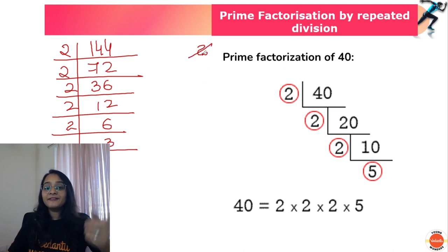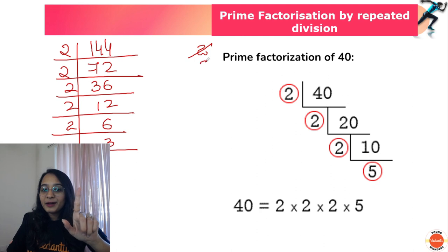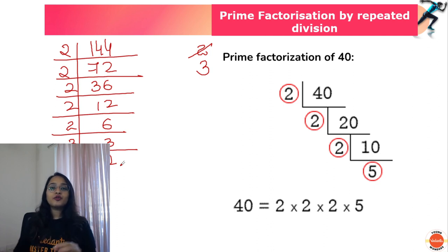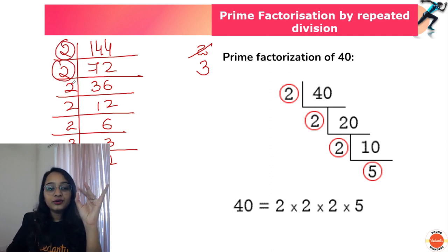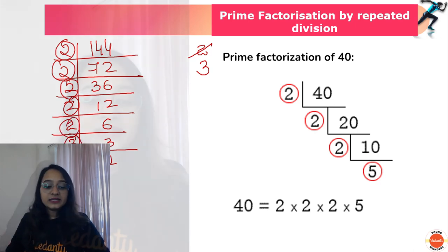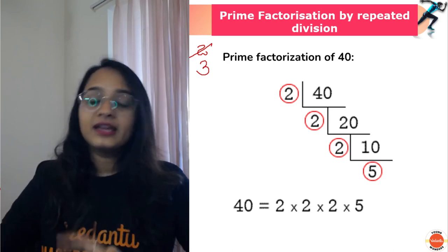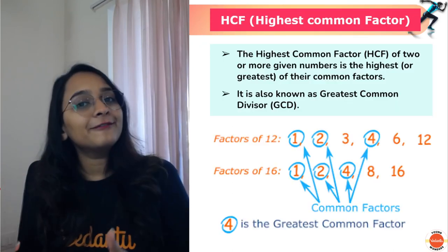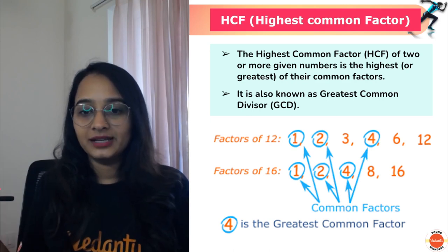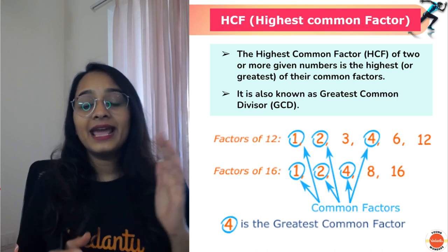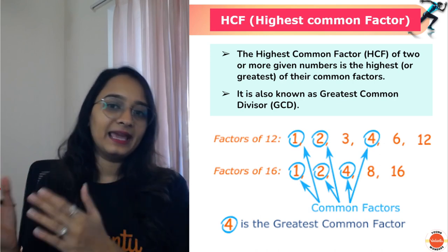So, what will we do? We will take help of the next prime number, which is 3. So, 3 divided by 3 will give you 1. So, 144 can be written as 2 into 2 into 2 into 2 into 3. Okay. So, this process is called prime factorization, and this method is called the repeated division or the long division. And where are we going to use that? We will be using that in finding our HCF and LCM.